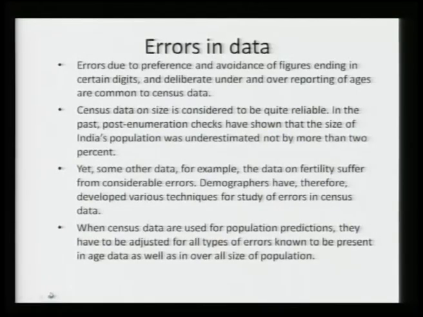When you are using census data, you will also like to assess the quality of the data. So, the issue of errors in census data. Errors may arise due to preference or avoidance of figures, like in age data. The age data suffers from the problem of age heaping. There are errors due to preference and avoidance of figures ending in certain digits.